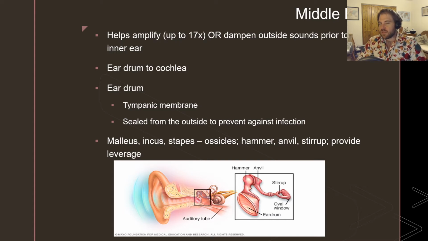But we also know that sound is damaging to our ears. So the middle ear also can help us dampen sounds so that we don't damage our hearing. We'll talk more about how that happens soon, but not yet. The eardrum is also called the tympanic membrane. It's a complete seal against the outside to prevent you from getting infections in your middle ear. A middle ear infection is not great.